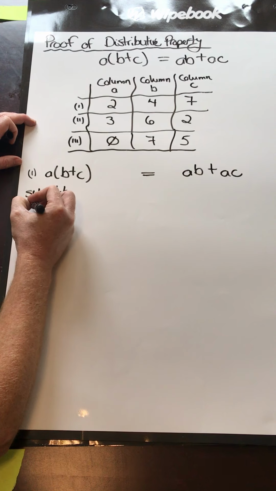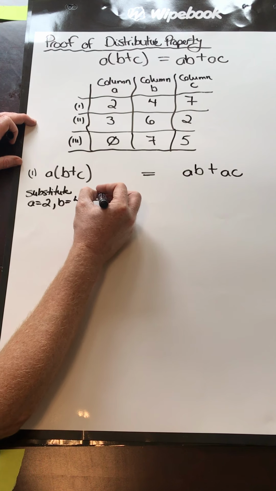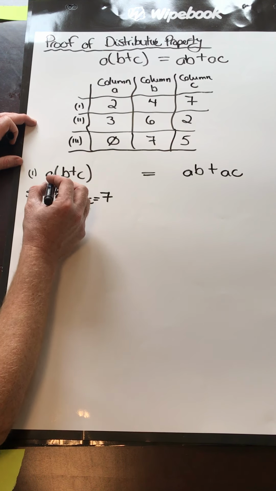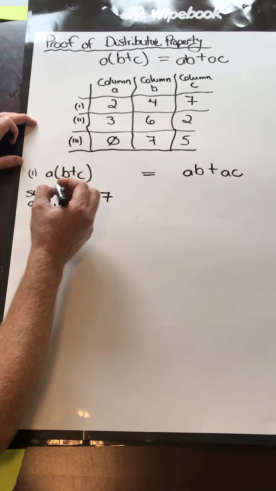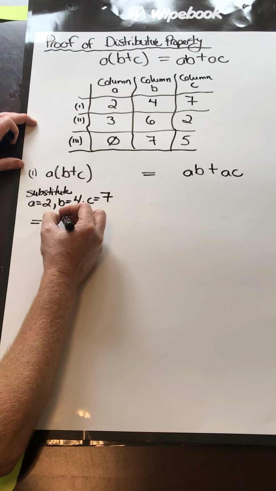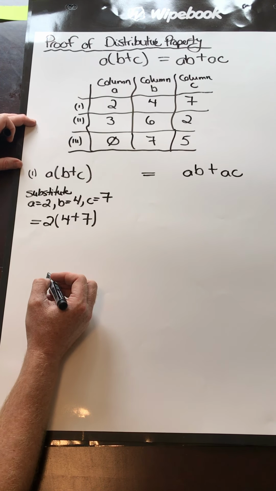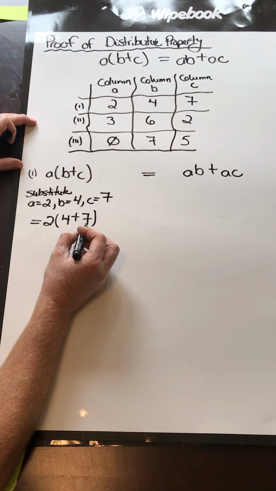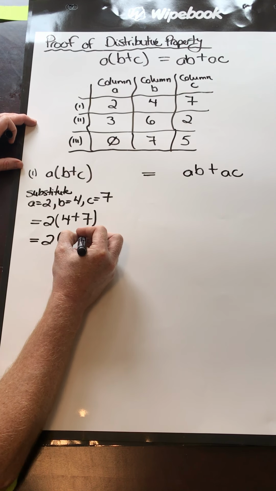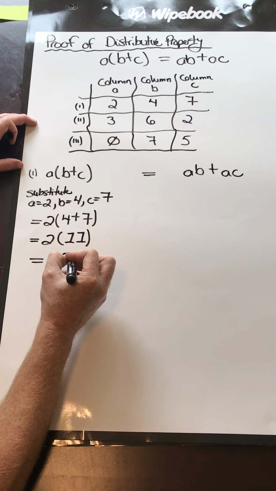I'm going to substitute A is equal to 2, B is equal to 4, and C is equal to 7. So if I substitute that into A bracket times bracket B plus C bracket, I get 2 bracket 4 plus 7. Okay? And I'm going to use my BEDMAS rules, and my BEDMAS rules say that I have to do what's in brackets first, so I do what's in brackets first, and I get 2 times 4 plus 7 is 11, and now I multiply this together and I get 22.